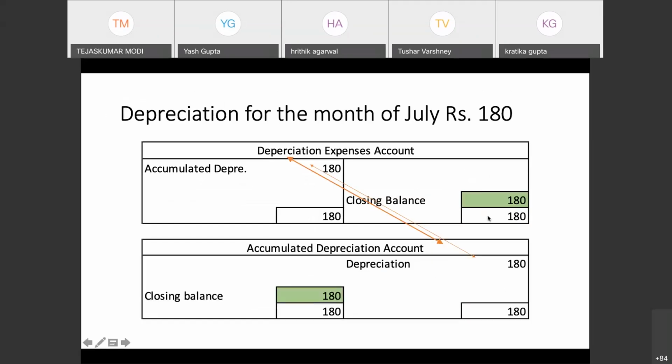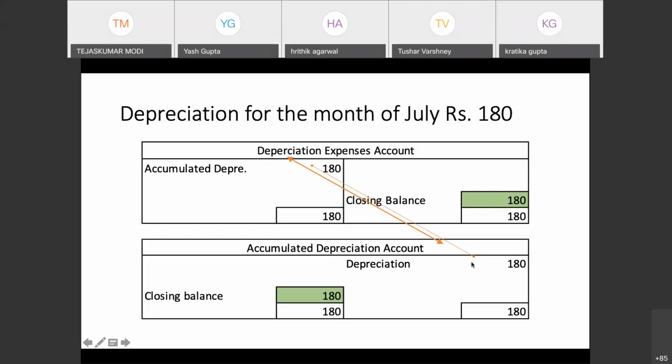Depreciation for the month of July, 180 rupees, right? Now the journal entry we had discussed: depreciation is an expense because whenever the resources are used and the value of resources goes down, that has to be captured or recorded as an expense. In this case, it is a depreciation expense. Depreciation expense account debit 180 to accumulated depreciation account credit 180.